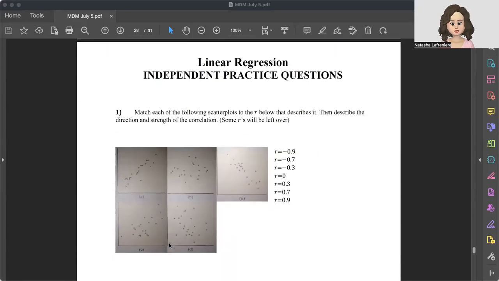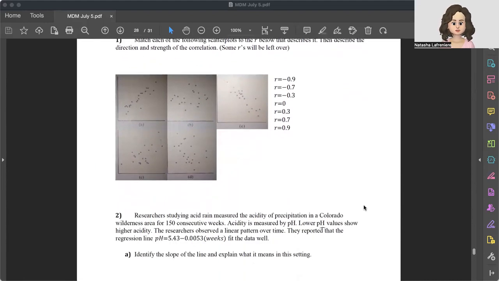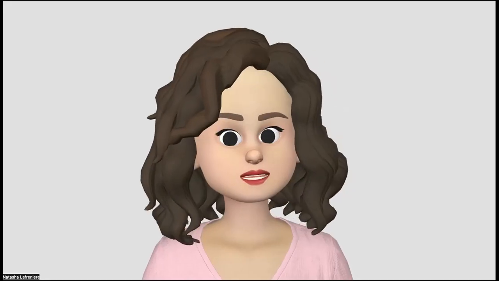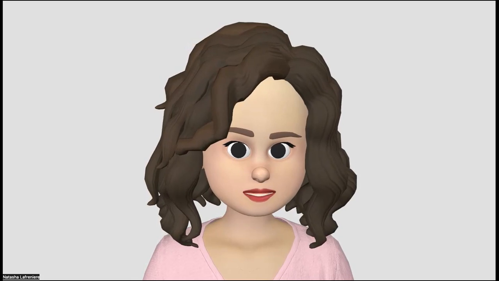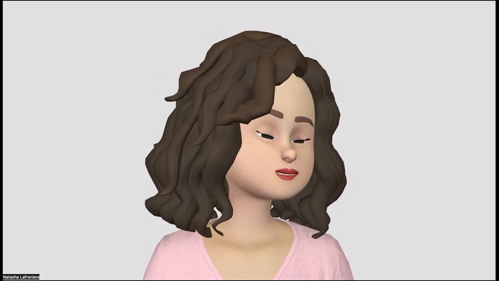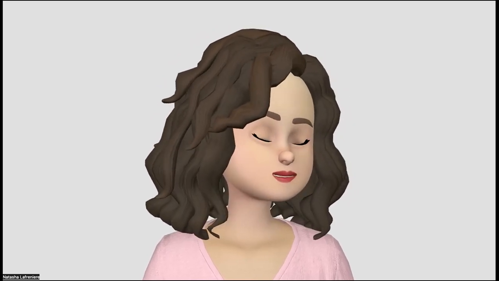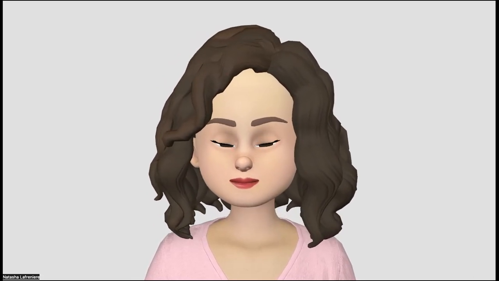So you've got your independent work: match each of the following scatter plots with the R below to describe it, and so on. I'm going to move forward with today's lesson. A lot of that was using calculators, so I removed quite a bit of that lesson from yesterday.